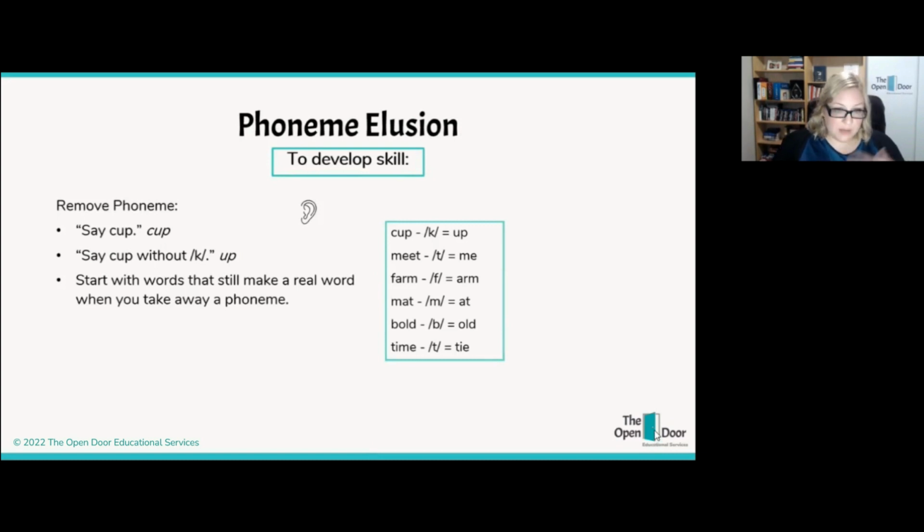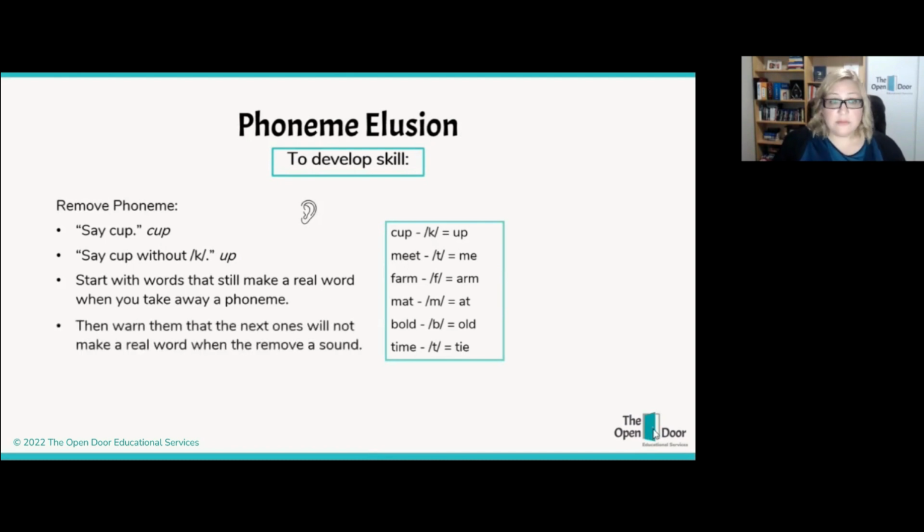Now, once they've been able to do this and they've got some practice, you can start using words that when you take away a phoneme, what's left over isn't a real word. But again, we're not trying to trick them. Give them that heads up and let them know, okay, the next ones that we do, when we're taking out a sound, what's left behind isn't going to be a real word. It's just going to be like a nonsense word, and that's okay.